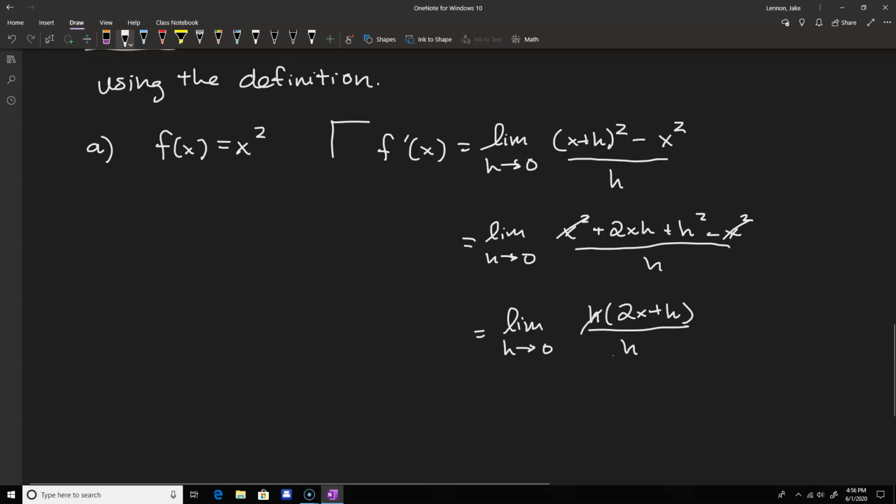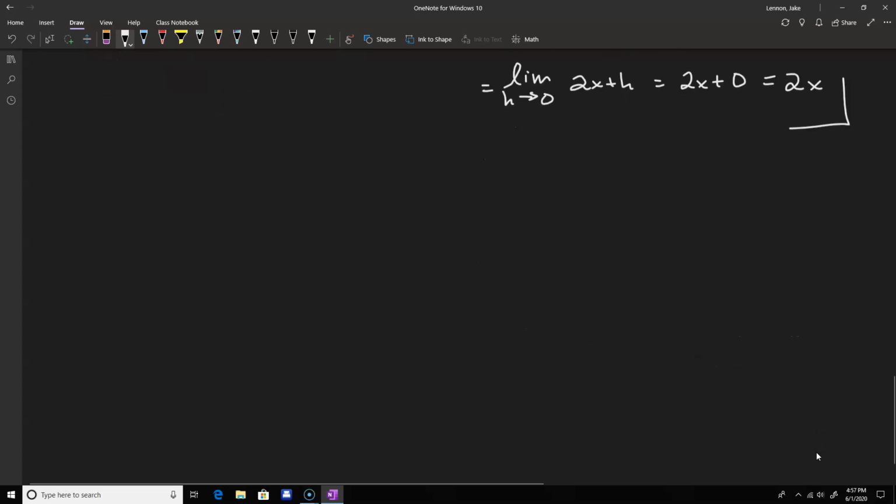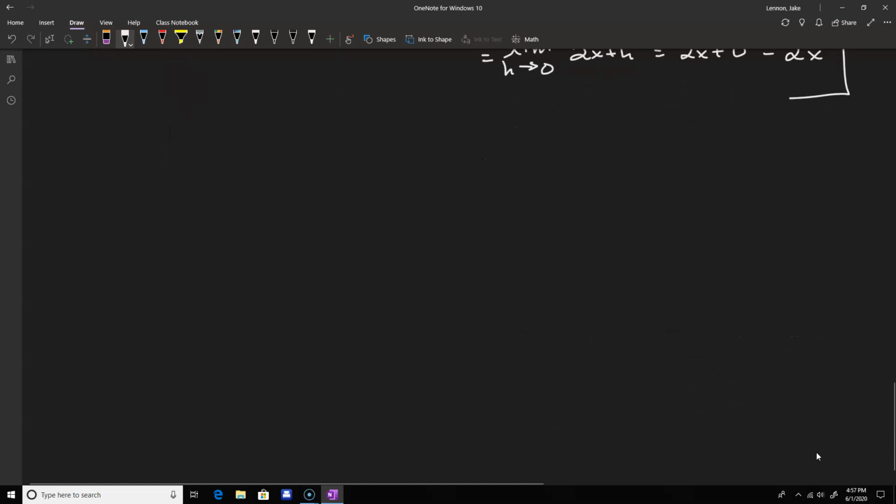Now we can cross off that h, and we're just left with the limit as h goes to 0 of 2x plus h. So we can plug in 0 for h, and we get 2x as the derivative formula for f of x equals x squared. So pretty straightforward. That's one of the easier examples where we just factor. Let's do a similar one just for practice, but maybe we'll have more than a single term this time.